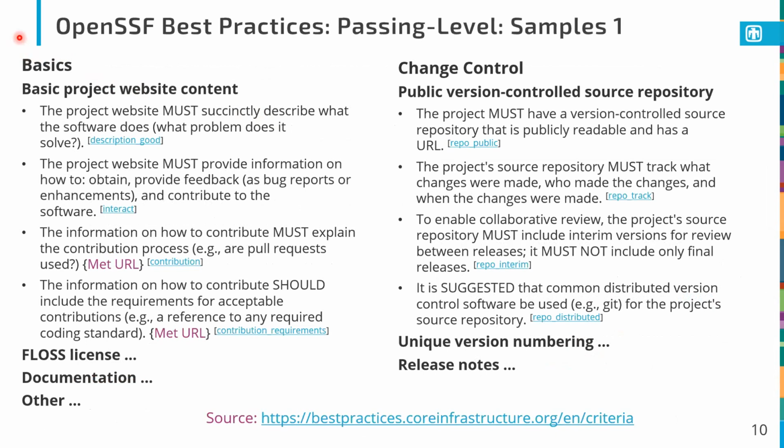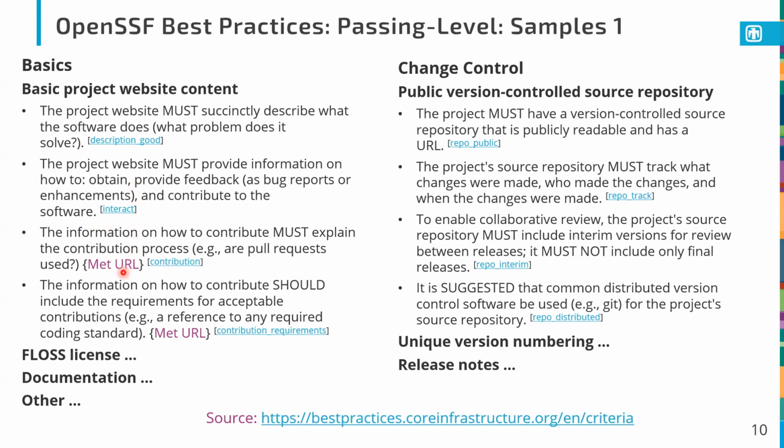So here's a sampling of some of the practices at the passing level, just so you can see what these look like. Again, at the basic project level, the project has to describe what the software does, what problem it solves. The project website must provide information on how to obtain and provide feedback. I already mentioned that one. Information on how to contribute must be provided. And then it's optional to provide criteria for what contributions will be accepted, essentially.